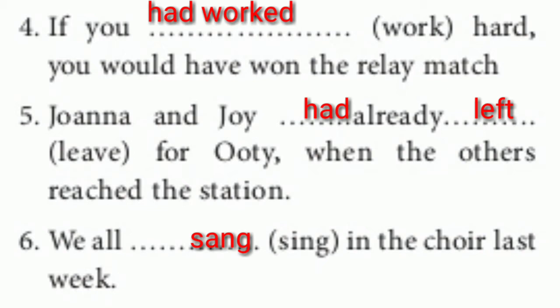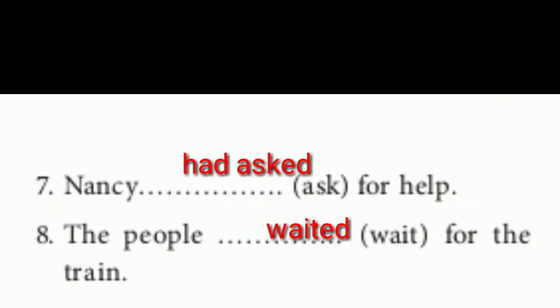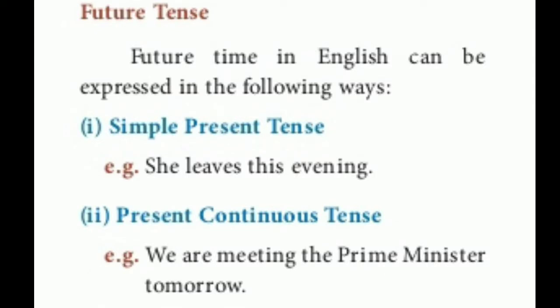Sixth one, we all dash in the choir last week. We all sang in the choir last week. Okay. Seventh one, children, Nancy dash always ask for help. So Nancy had always asked for help. Eighth one, the office goers dash wait for the train. The office goers waited for the train. Okay. Now moving on to future tense.